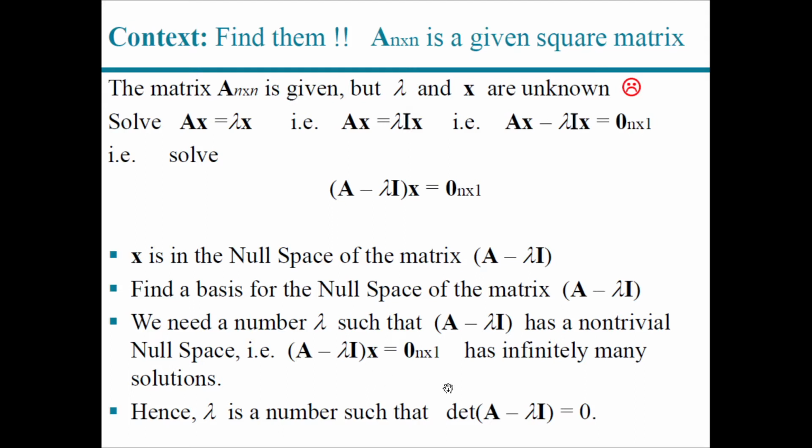What does that mean? Well, that means that the determinant needs to be zero. Okay. So what I'm looking for actually are the lambdas that will make the determinant of A minus lambda I equal to zero. Wow. So we have made huge progress.